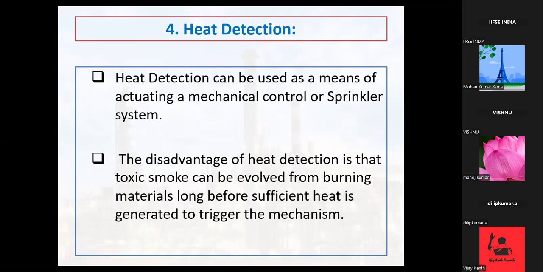The disadvantage of this is that toxic smoke can evolve from burning materials long before sufficient heat is generated to trigger the mechanism. This is the main problem with the heat detector system: unless the heat detector gets enough heat generated from the smoke evolved at the beginning of the fire, it cannot detect. Once the threshold limit is reached, only then will the system be activated. By that time, one can expect what can happen. So one should not rely on this type of heat detection system.